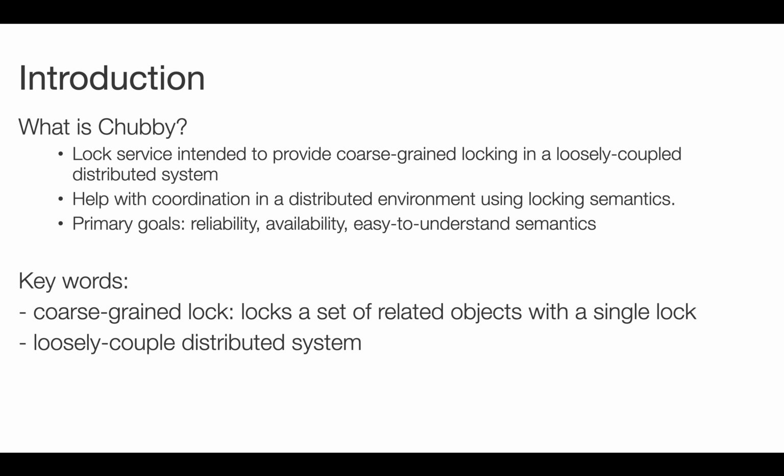Some of the keywords here are coarse-grained lock and loosely coupled distributed system. A coarse-grained lock locks a set of related objects with a single lock. Loosely coupled distributed systems have distributed memory. Since the memories are distributed, there is no memory conflict. And the systems are large among processes, and the CPUs for each process are located at different locations.